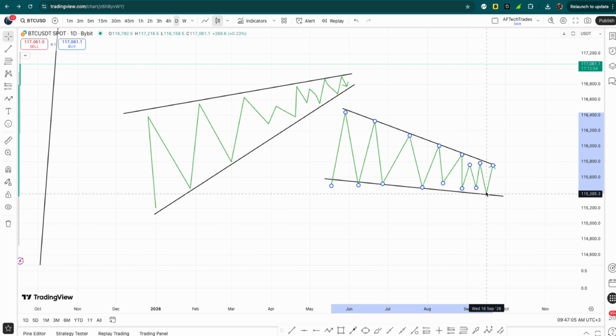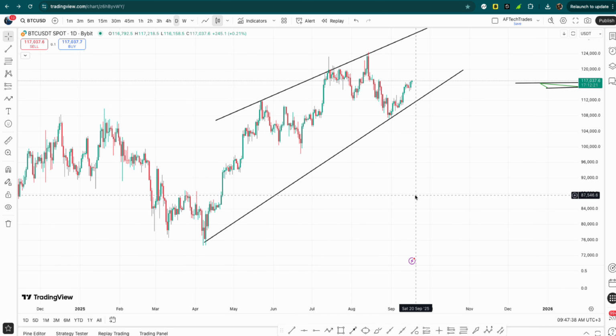And this strategy, it works on all time frames. Currently, this is BTC USD on the daily time frame. This is a live chart. This is the current price of BTC as at today, right? And I observed that BTC is forming the rising wedge, right?